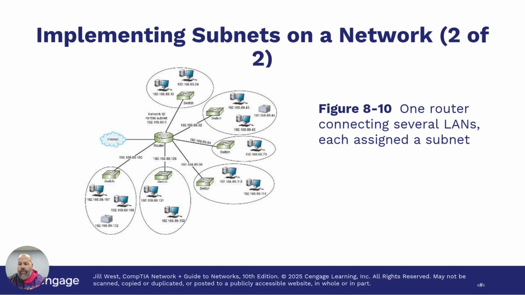Now, here is a more complex example with one router connecting several LANs, each with its own subnet. Look at all those different network addresses. It's like an apartment complex where each floor has its own entrance. The router sits in the middle, managing traffic between all these different subnets. When a device in one subnet needs to talk to a device in another subnet, it sends the packet to its default gateway, which is the router, which then forwards it to the correct destination subnet. Without the router, the subnets can't talk to each other. It's kind of like needing an elevator to get between each floor.